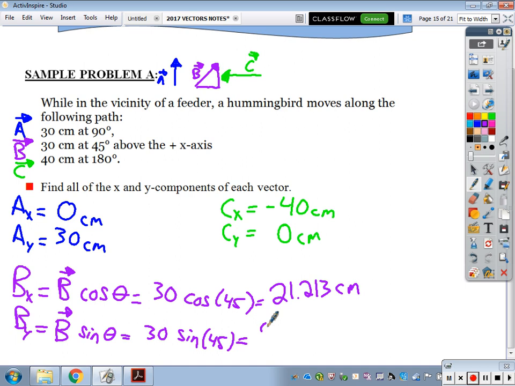Okay? What should we then get for by? 21.213 centimeters. Okay, well, we can calculate it, or also understand that with an angle of 45 degrees, the x and y components should be equivalent values. Good check to do it anyway. That's what we get.